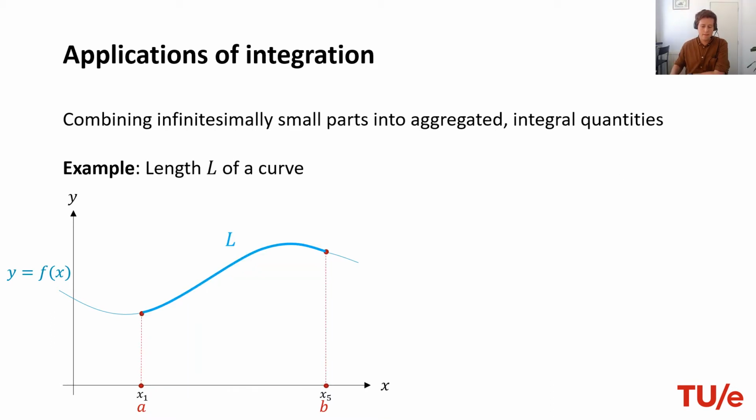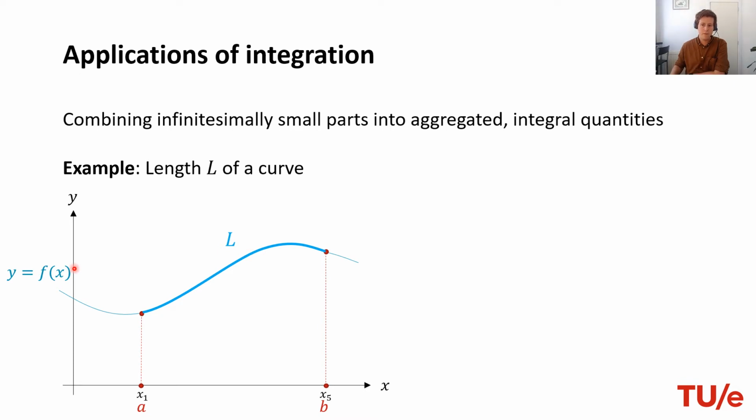Let's look at the second application now. Instead of computing the area below our curve y is f of x, let's compute the length of the curve itself. Again, we know how to compute lengths when we have straight lines. Then it's easy. But here we have this curvature, which is governed by properties of our function f of x. So we have no general closed form, easily computable formula for this length L for a general f.